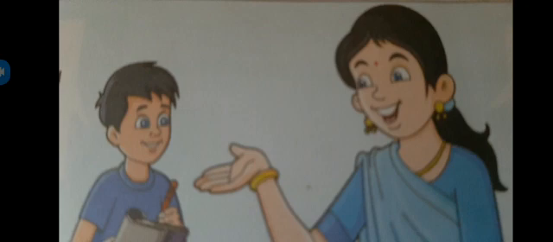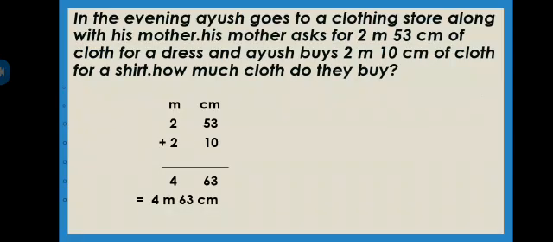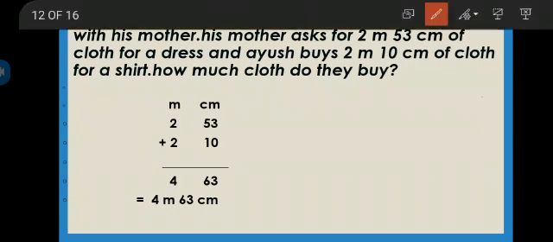Similarly, we can do these 4 operations by taking examples of some word problems. Here you can see the picture, Ayush and his mother. In the evening, Ayush goes to a clothing store along with his family, along with his mother. His mother asks for 2 meter 53 centimeter of cloth for a dress, and Ayush buys 2 meter 10 centimeter of cloth for a shirt.